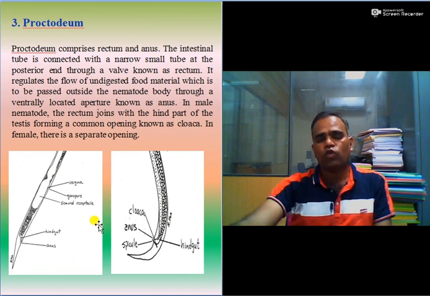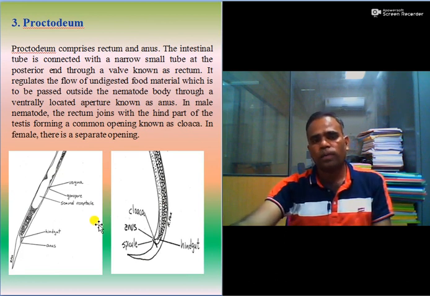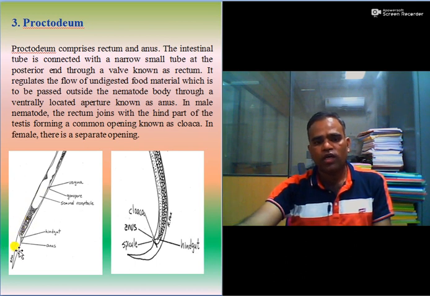Then the third one is proctodeum. So proctodeum comprises the rectum and anus. The intestinal tube is connected with a narrow small tube at the posterior end through a valve known as the rectum. So here there is a narrow valve, it is called the rectum. After the rectum there is the anus.